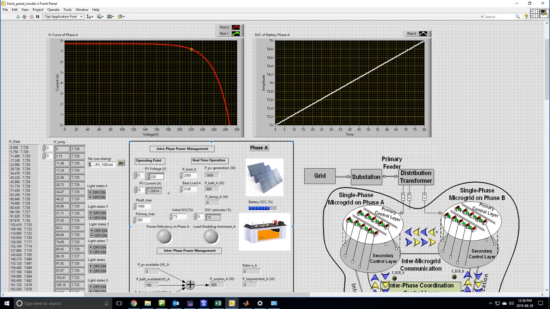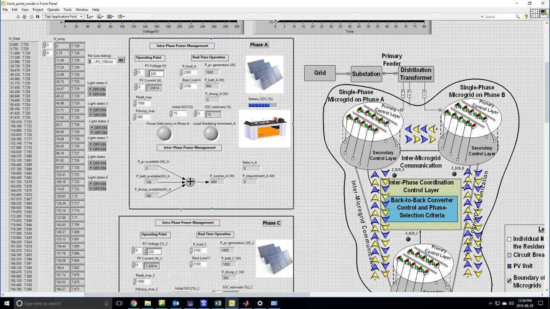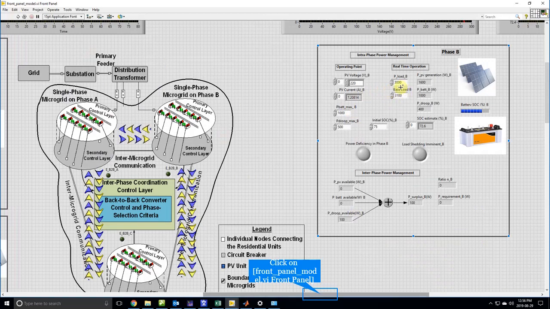The next thing is other real-time operations, which includes the loading on phase A. For each phase we have to decide the base load. In this case the base load that I have taken is about 3.1 kilowatts, represented over here as 3.1 kilowatts for load A. Also same case with load C, and load B.